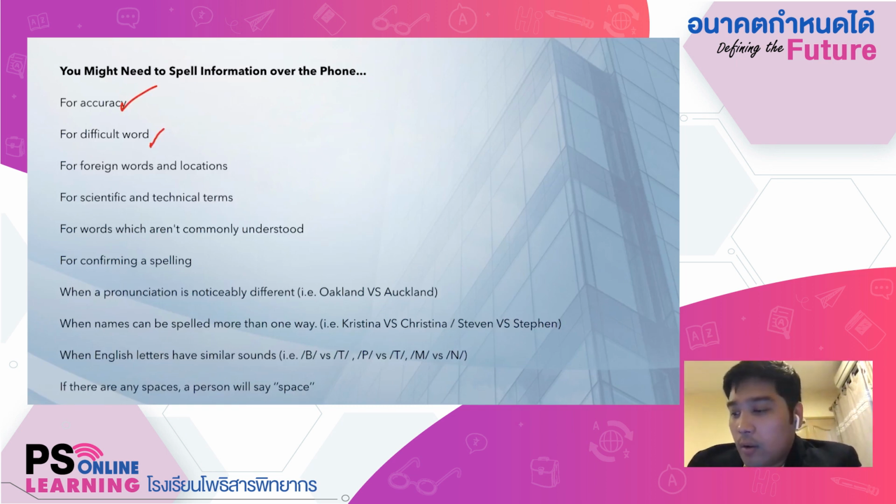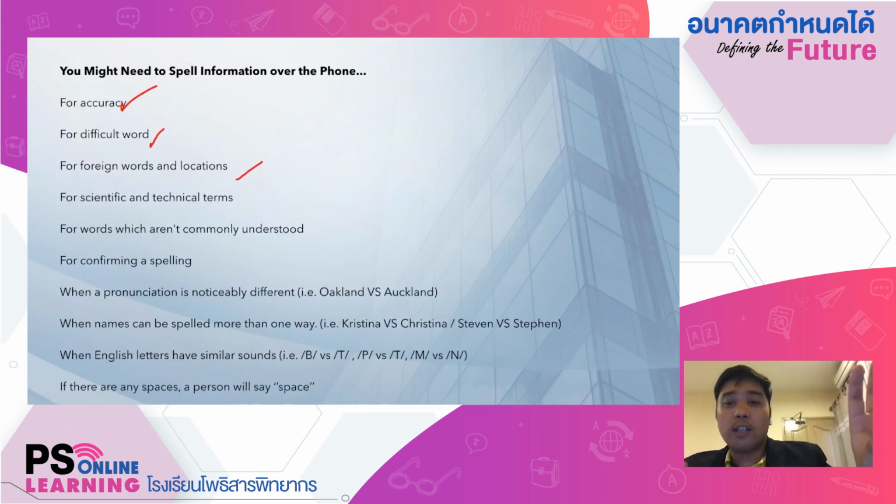Next one, for foreign words and locations. If you're talking to someone of a different nationality from you and calling over a long distance, for example, you are in Thailand and the person you call is in Japan.